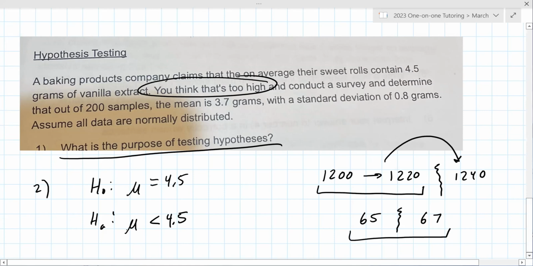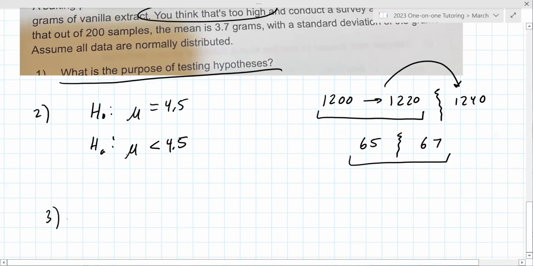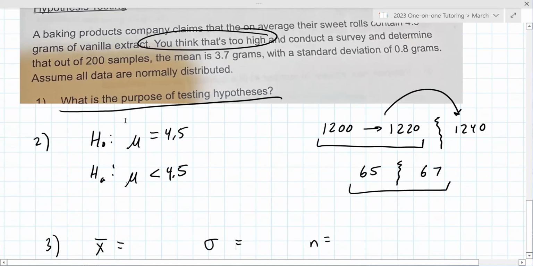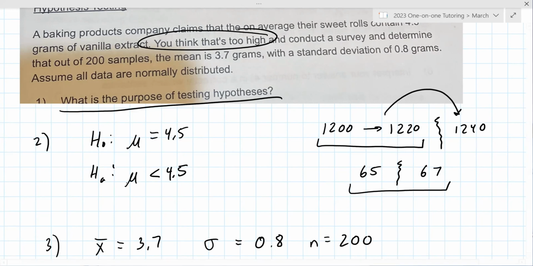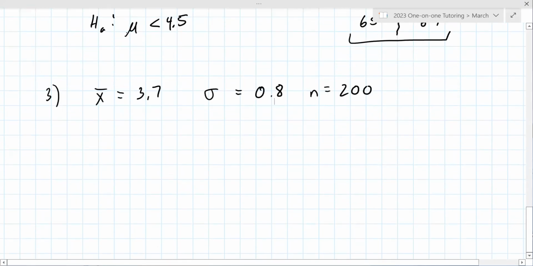Okay. The other things that you might want to do when you're setting this up is identify the X bar, the sigma, and the N. I mean, you're kind of doing that for the last test. Can you tell me those values for X bar, sigma, and N? X bar is 3.7, N is 200, and sigma is 0.8. Okay. Very good. So part three is asking for the test statistic and the p-value from the table.